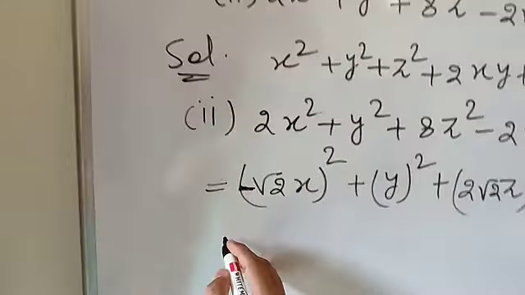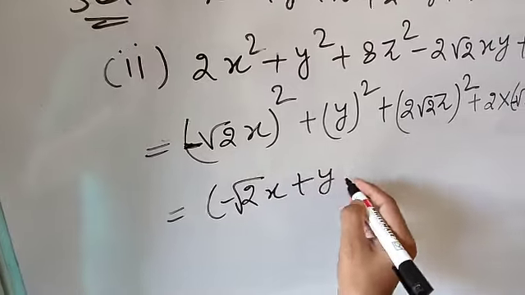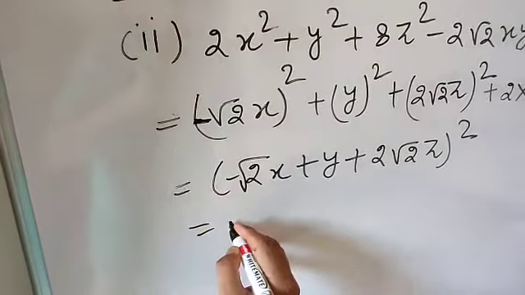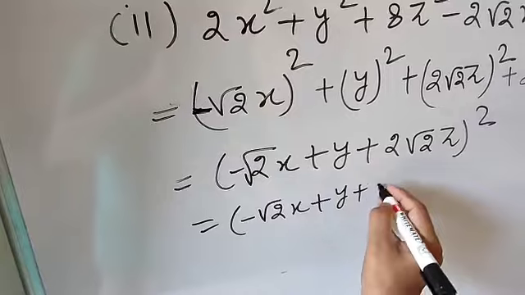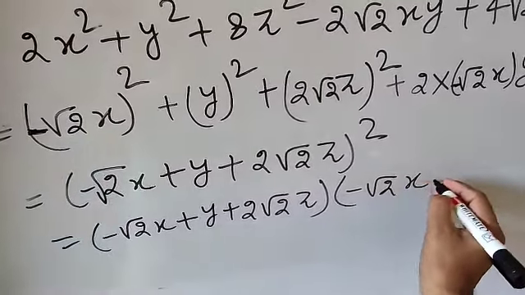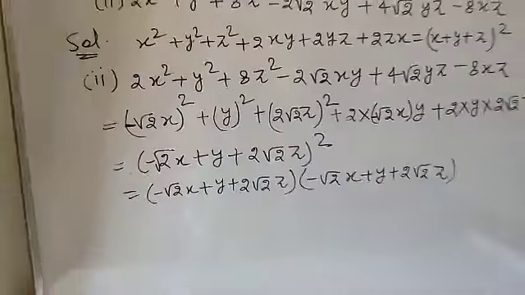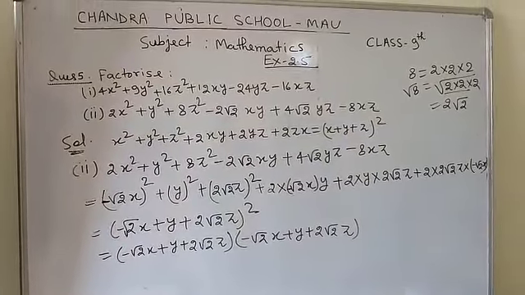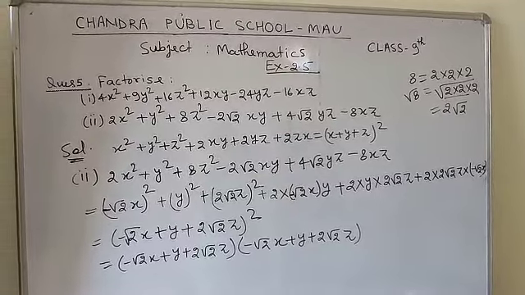Now it can be written like this: minus root 2x plus y plus 2 root 2z whole square. You can write it in 2 brackets: minus root 2x plus y plus 2 root 2z, again minus root 2x plus y plus 2 root 2z. So that is the factorization of the second one. So students, again you need to try these questions and practice this type of question. So thank you students.